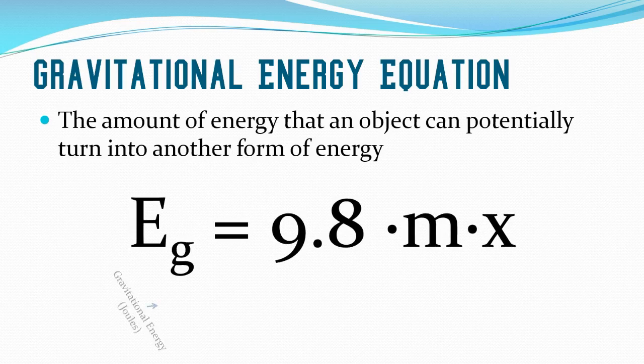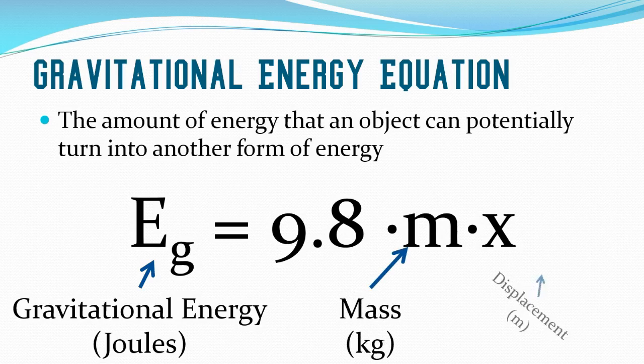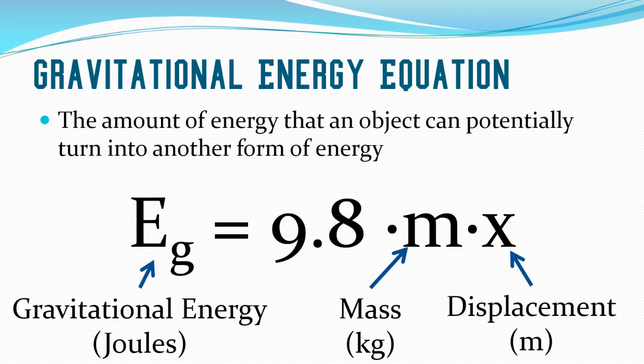Here's our formula. Eg is the amount of gravitational energy in joules, 9.8 our gravitational force constant here on Earth, and then mass, which is in kilograms always, times the displacement. Now this is the height off the ground. Displacement for elastic energy has to do with how far the spring was stretched. Displacement for gravitational energy has to do with how high off the ground the object is.